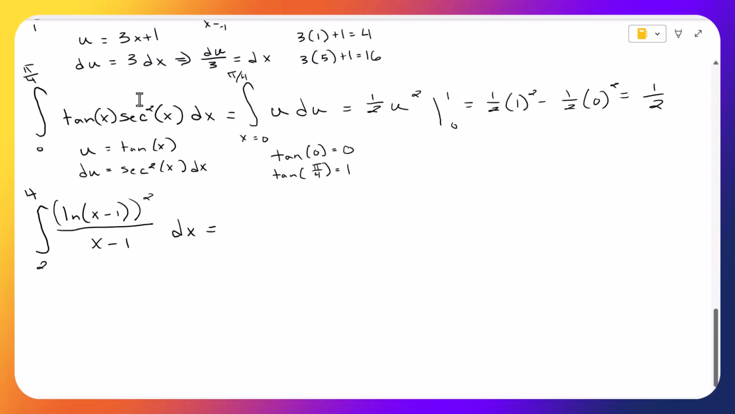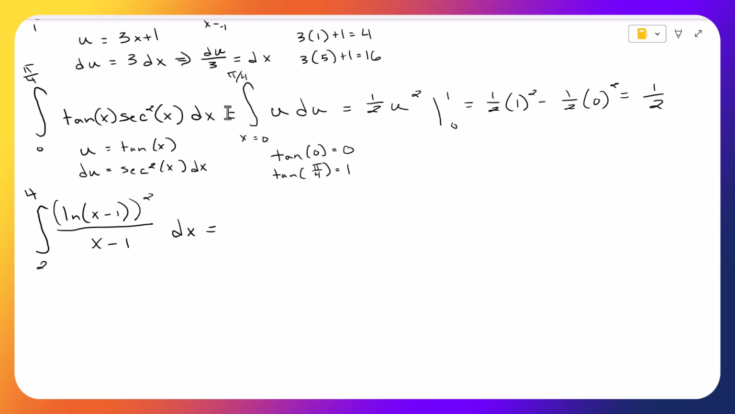Okay, for our second one, we have tangent x times secant squared x. Well, one of these is the derivative of the other. Secant squared is the derivative of tangent. Tangent is the antiderivative of secant squared. So I'm setting my u equal to tangent x. The derivative of that is secant squared x dx. And now I can just replace this whole piece with du.